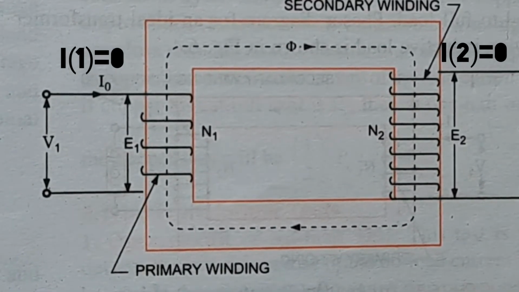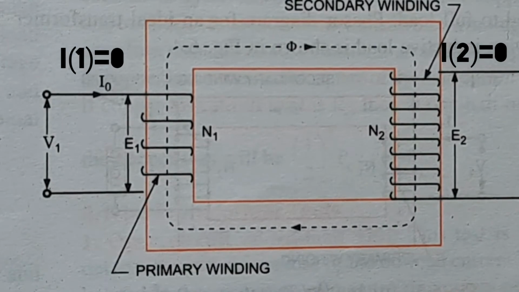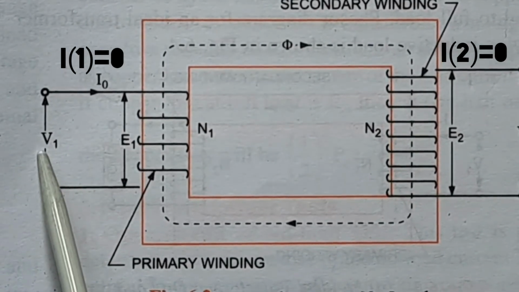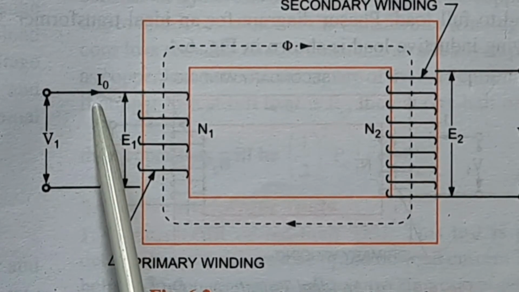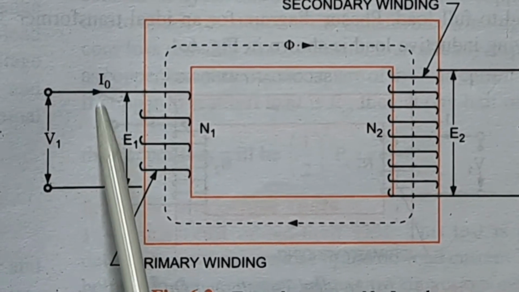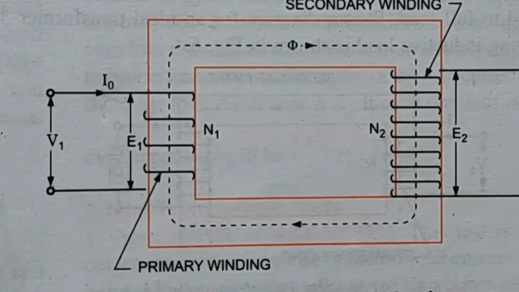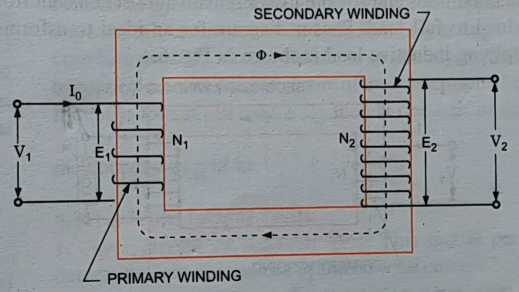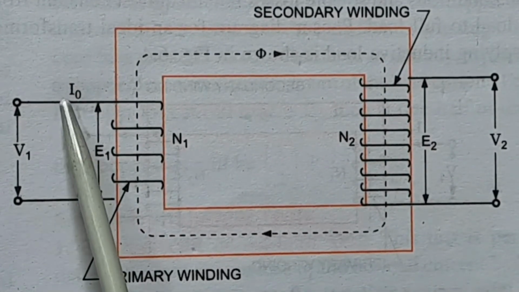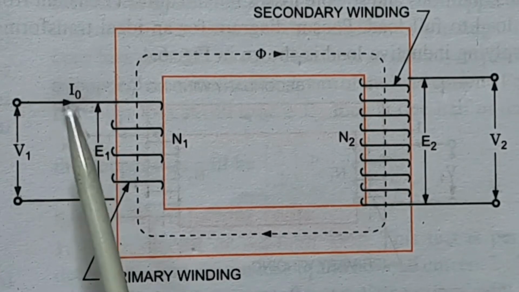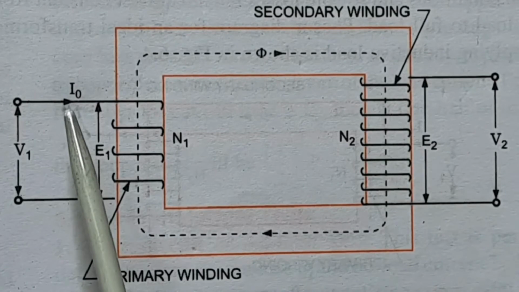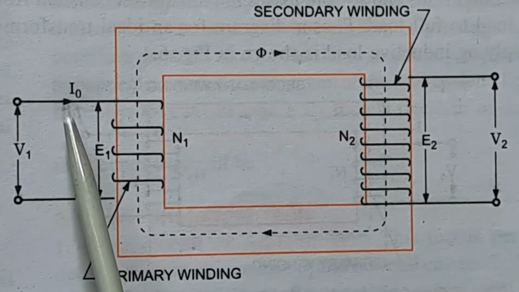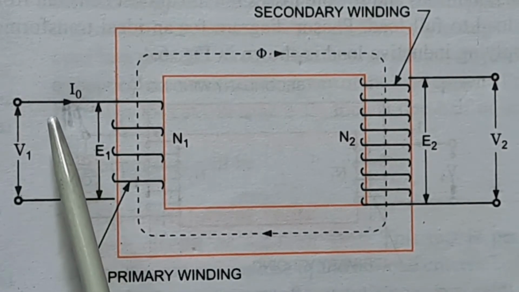So the only current drawn from the power side, that is input side, will be I0. This is no load current flowing in the primary, which is because of the primary only. The purpose of this I0 is to serve two components. First component is known as working component and the other component is known as magnetizing component.